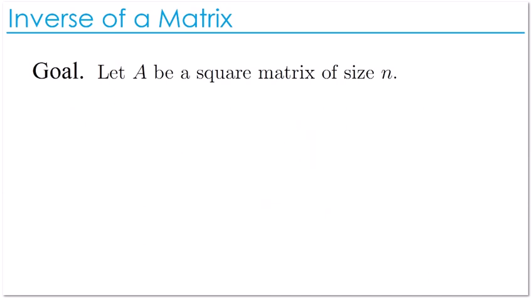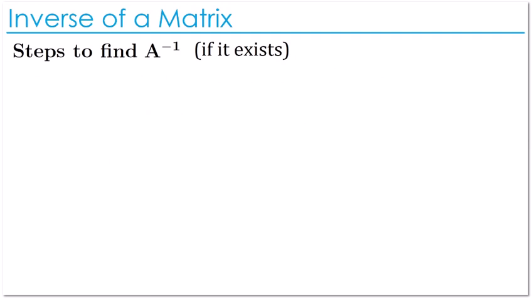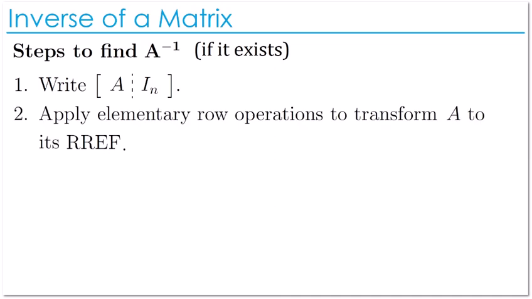The main goal of this lesson is to identify if a square matrix A is non-singular or singular. In addition, if A is non-singular, find the inverse matrix of A. So what are the steps to find the inverse matrix of A? First, we write this matrix. It is like an augmented matrix where the left part is A, but the right part is I sub n, or the identity matrix. Second step is apply elementary row operations, or EROs, to transform A to its RREF.